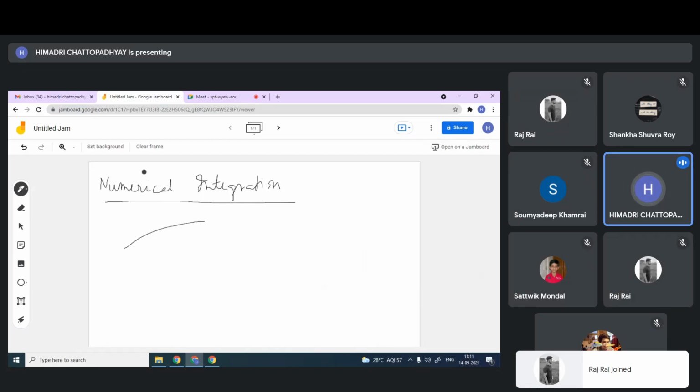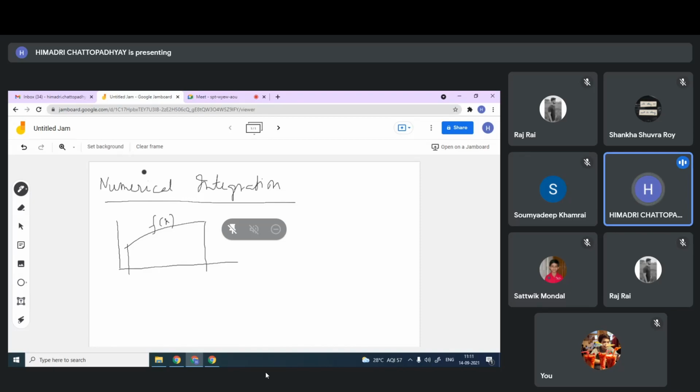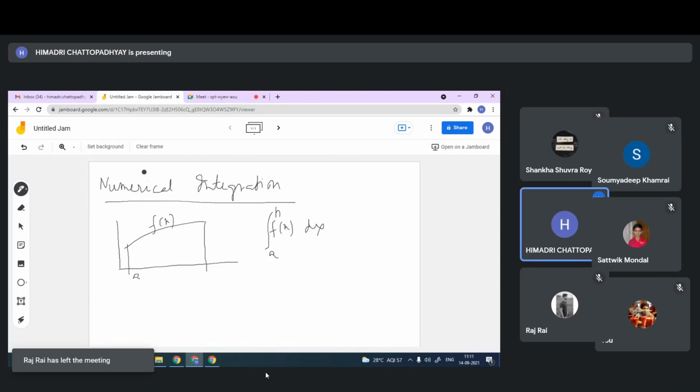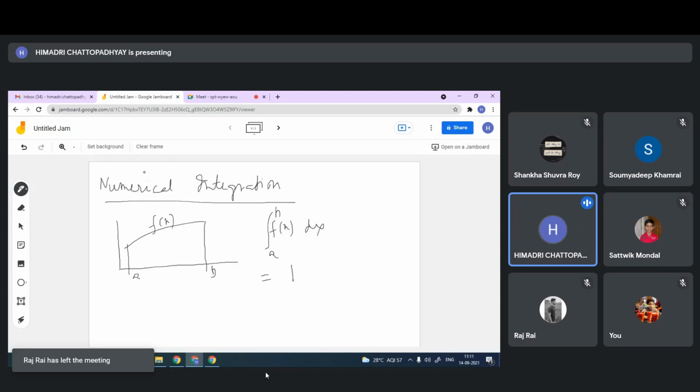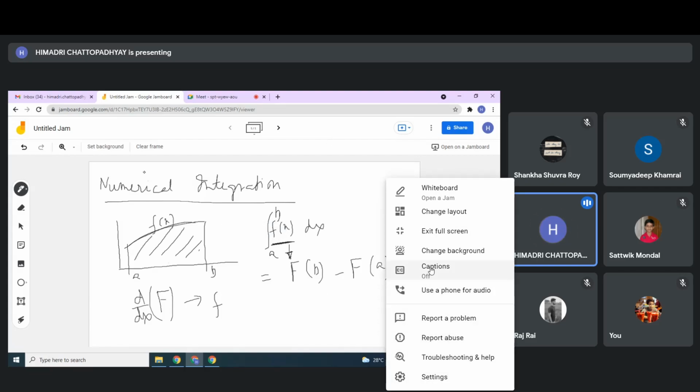If you have a function f(x), and you integrate f(x) dx over a to b, then you know that this will be F(b) minus F(a). That means d/dx of F gives you f, so when you integrate you get back F, limited within a to b. Integration of a function basically gives the area under the curve.